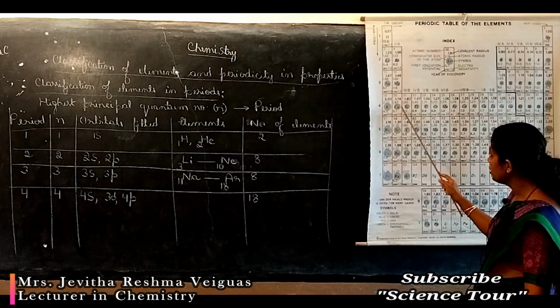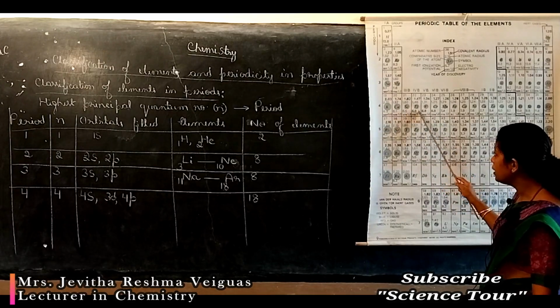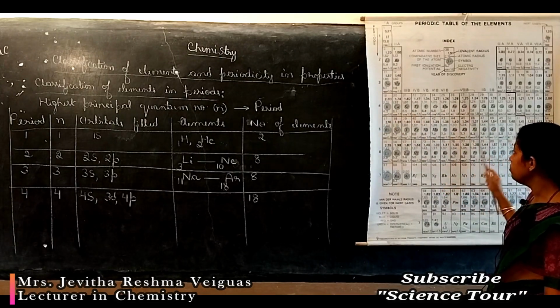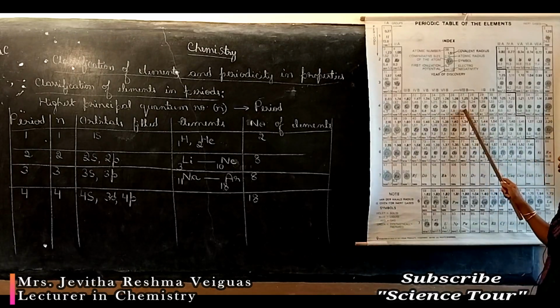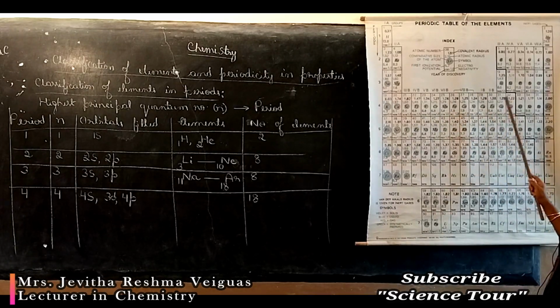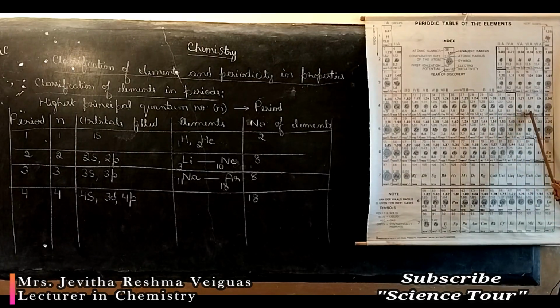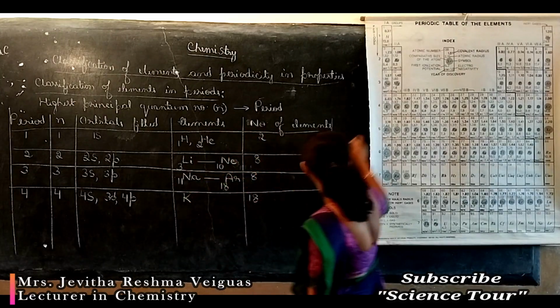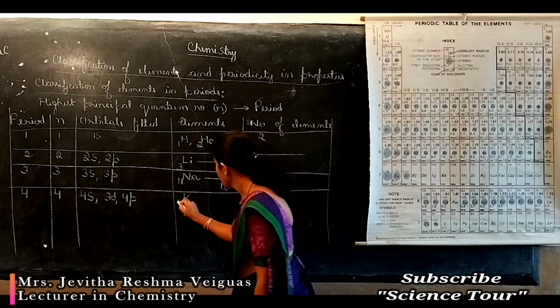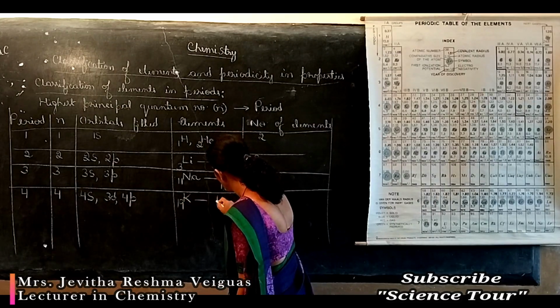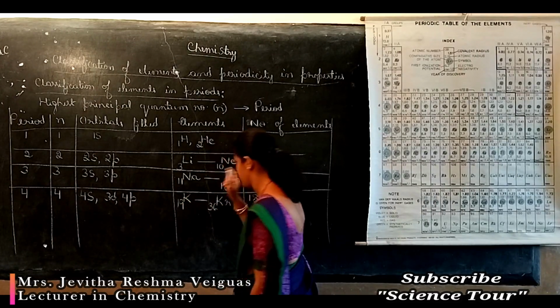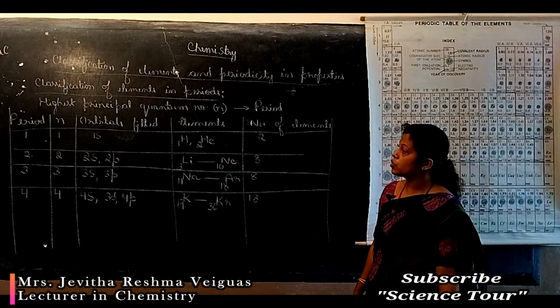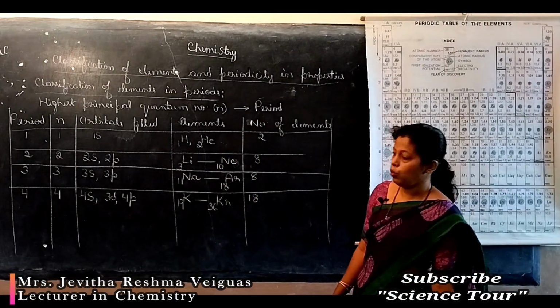Elements are potassium, calcium, scandium, titanium, vanadium, chromium, manganese, iron, cobalt, nickel, copper, zinc, gallium, germanium, arsenic, selenium, bromine, krypton. These are the 18 elements possible. So starts with potassium, whose atomic number is 19, ends with krypton, whose atomic number is 36. These are the 18 elements possible in period 4.